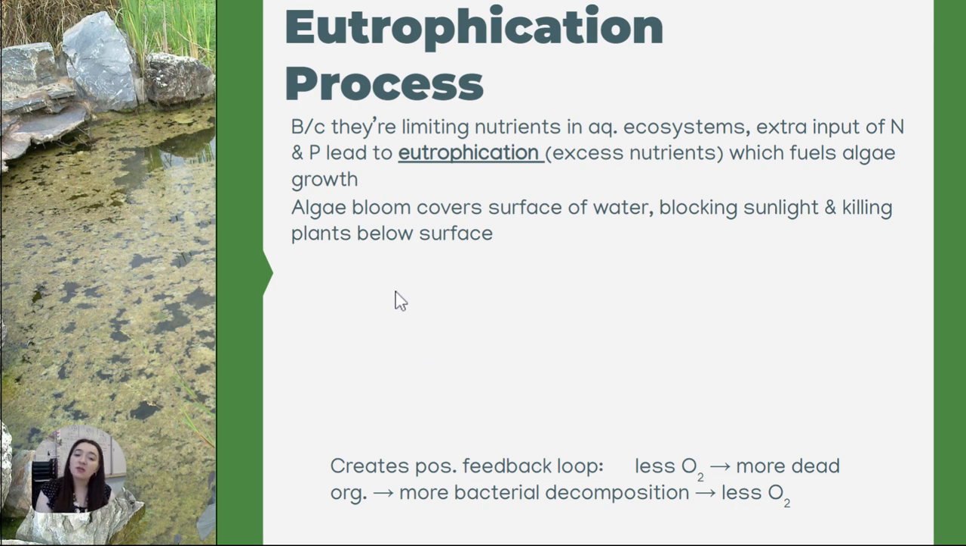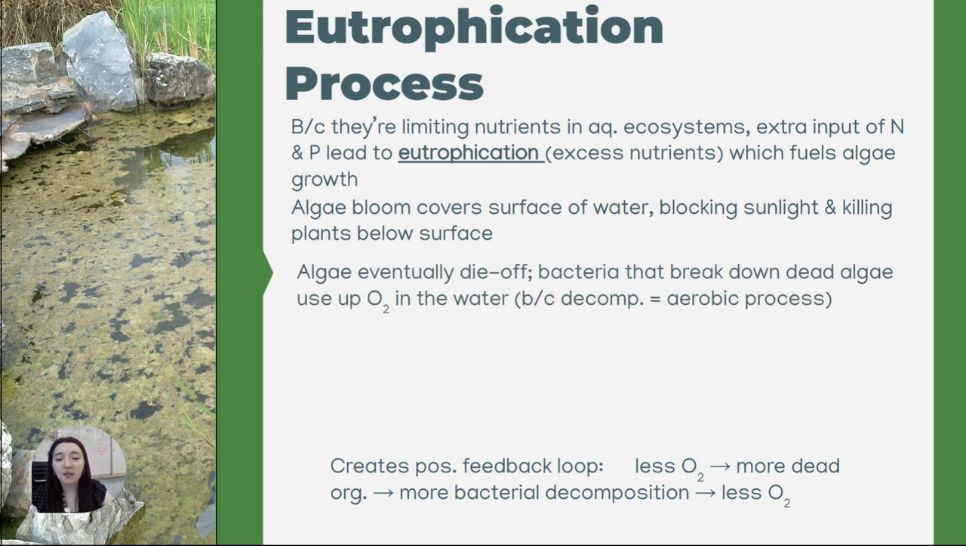So what happens is an algal bloom will cover the surface of the water, blocking the sunlight and killing the plants below the surface. The algae eventually die off. It doesn't live forever. Bacteria will break down the dead algae and use up all the oxygen in the water.